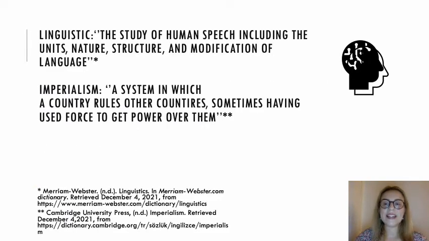To begin, let's have a look at the dictionary meanings. According to the Merriam-Webster dictionary, linguistics is the study of human speech including the units, nature, structure, and modification of language. And according to the Cambridge definition, imperialism is a system in which a country rules other countries, sometimes having used force to get power over them. For our subject, power is language in linguistic imperialism.